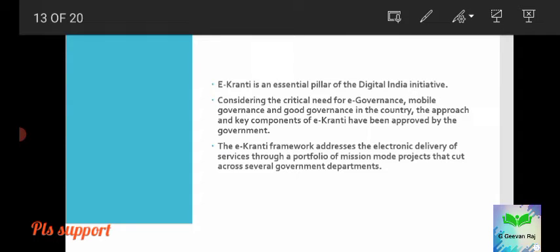E-Kranti is an essential pillar of the Digital India initiative. Considering the critical need for e-governance, mobile governance and good governance in the country, the approach and key components of e-Kranti have been approved by the government.